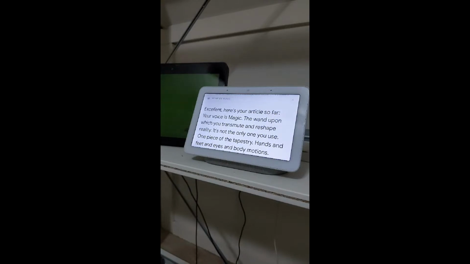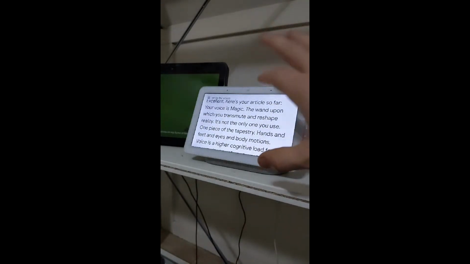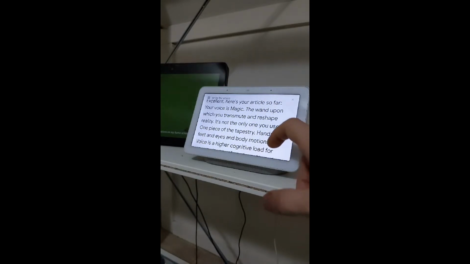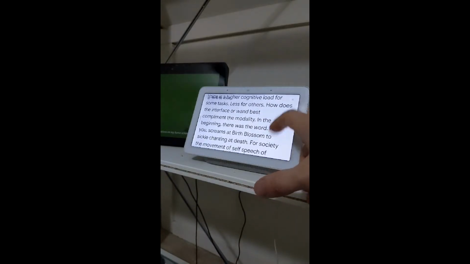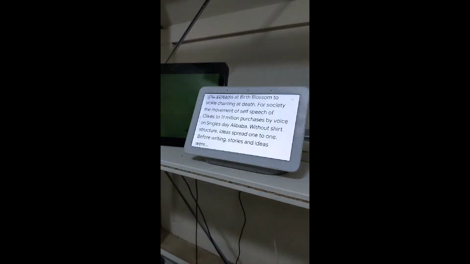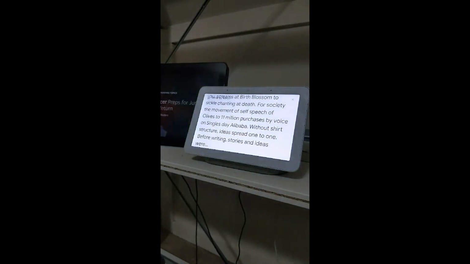As you can see, we're not getting every single word right. There's a lot that it's mishearing. Excellent. Here's your article. So far, your voice is magic.